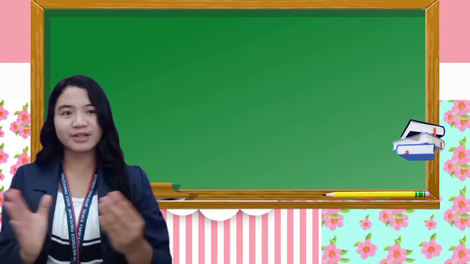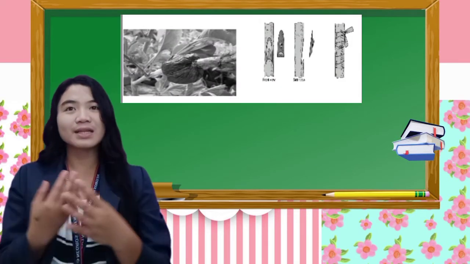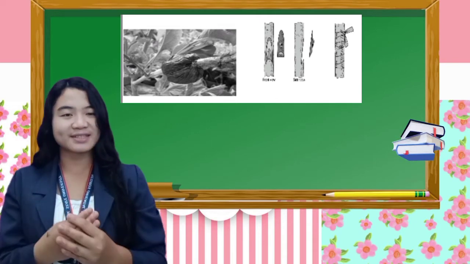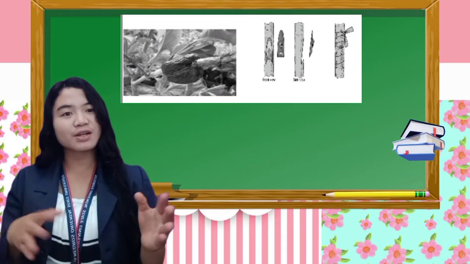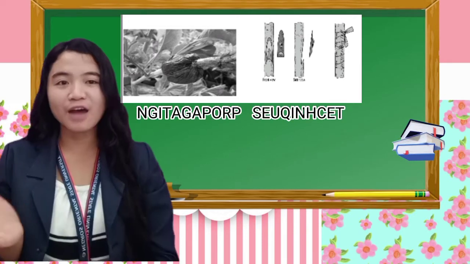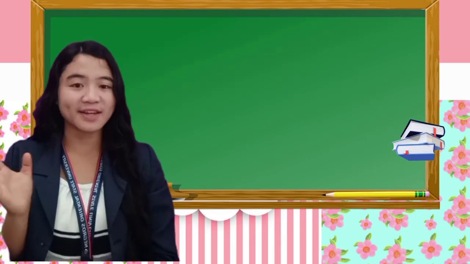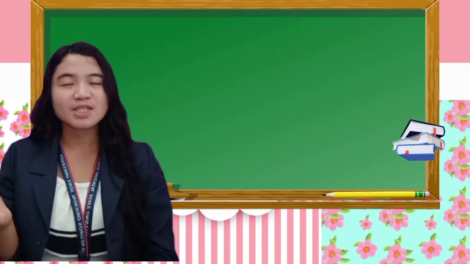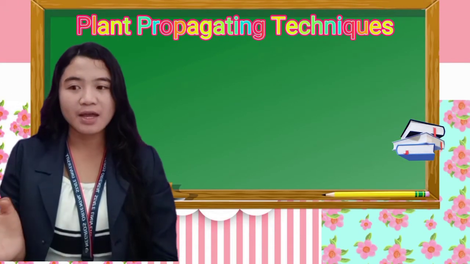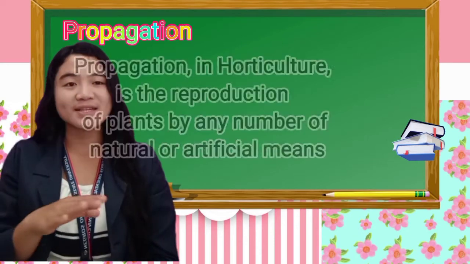After the review, I will show pictures that will give a hint to my students on what our next topic will be. In those pictures there are also jumbled letters that they are going to arrange. After they accomplish the task, I will discuss the key points or ideas about the topic. Our topic is all about plant propagating techniques. First, I will give them an idea of what propagation is.